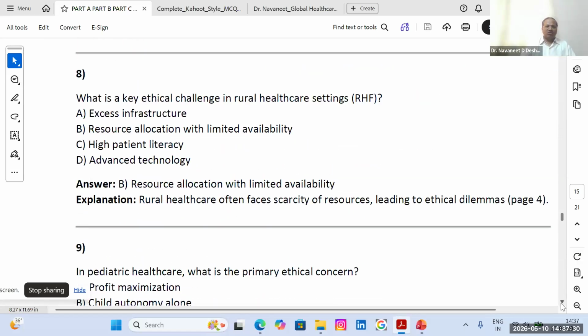Next question is, what is the key ethical challenge in rural healthcare settings? A. Excess infrastructure. B. Resource allocation with limited availability. C. High patient literacy. And D. Advanced technology. The correct answer is B. Resource allocation with limited availability. Rural healthcare often faces the scarcity of resources, leading to ethical dilemmas.